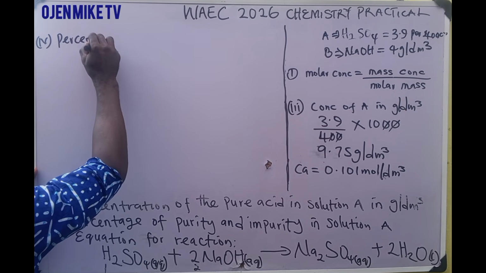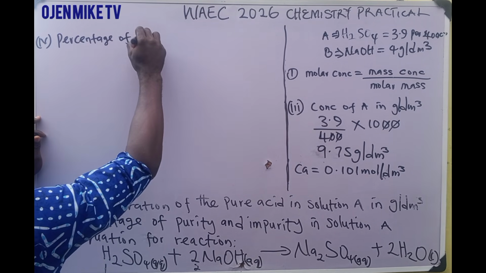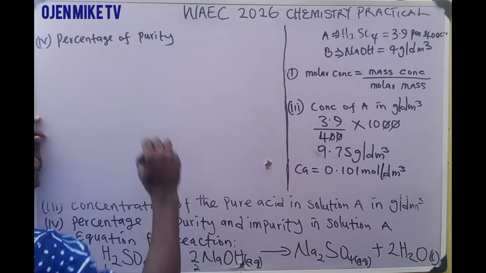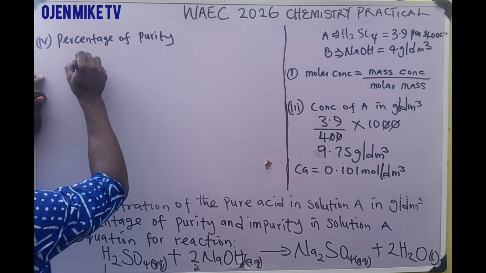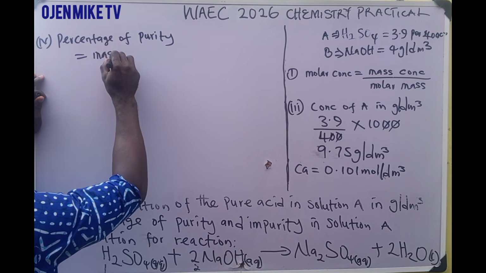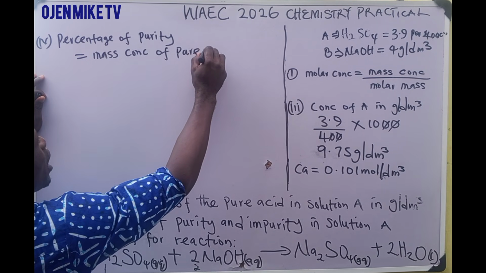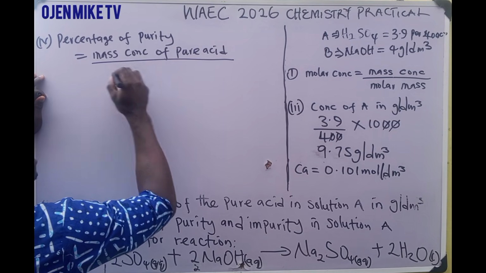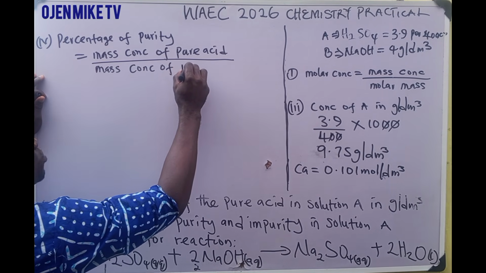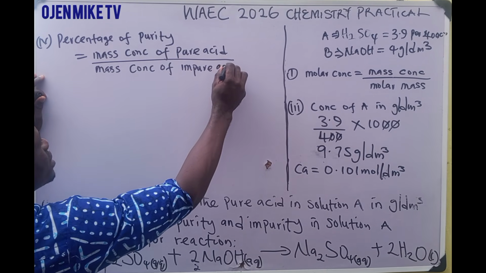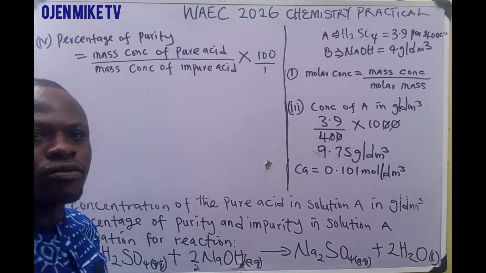Percentage of purity. Percentage of purity is given as what? Is equals to mass concentration of pure acid over mass concentration of impure acid multiplied by 100 divided by 1. This is the formula to calculate what?